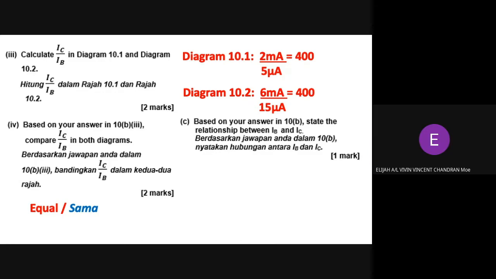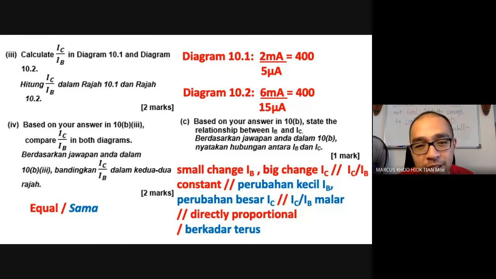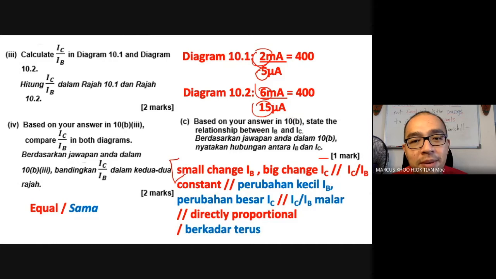Small change in IB, a big change in IC. I don't know. Okay, wow, the answer scheme is right. Small change in IB produces a big change in IC. Usually when we talk about relationship, I would probably say the bigger the IB, the bigger the IC. I would have gone with that as opposed to the answer scheme.